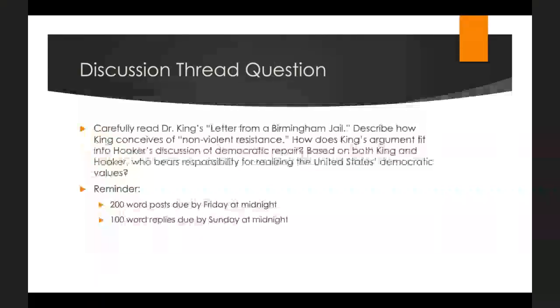And for your discussion thread for today, carefully reread Dr. King's Letter from a Birmingham Jail. Describe how King conceives of nonviolent resistance. And how does King's argument fit into Hooker's discussion of democratic repair? Based on both King and Hooker, who do you think bears responsibility for realizing the United States' democratic values?